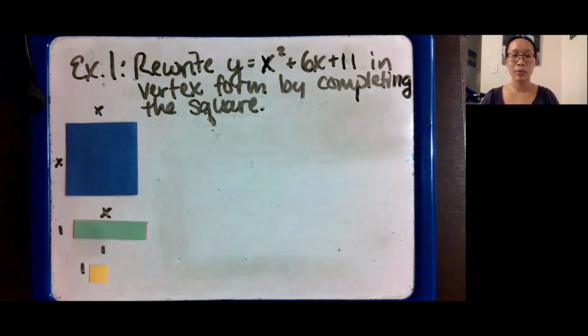I'm going to use a technique called completing the square, and I'm going to do this visually using algebra tiles. In this example, we have: rewrite the equation y equals x squared plus 6x plus 11 in vertex form by completing the square. As you can see, we have different kinds of tiles.